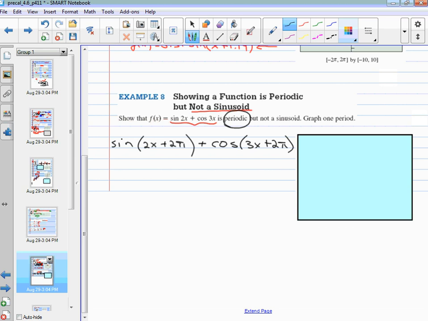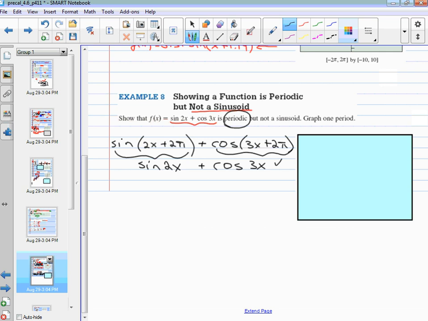Okay, well, I know that if I have the sine of any value and I add the period of sine, which is 2 pi, it just repeats the same value. So I can replace this with sine of 2x. And same thing's happening over here. Cosine of any value, if I add 2 pi, since cosine has a period of 2 pi, it's going to be the same value again as the original cosine of 3x. Yes, it's periodic.